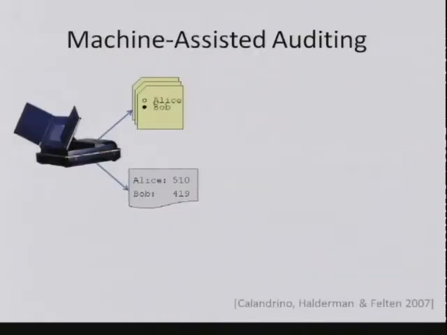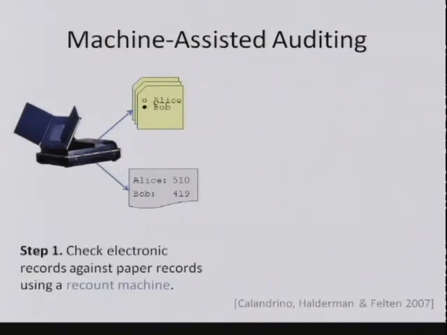All right. So now I want to tell you how to solve this problem. And this is a result that Joe Calandrino, Alex Halderman, and I published this year. A method called machine-assisted auditing. And the idea is this. The first step is we're going to check the electronic records against the paper records by using a recount machine. We're going to use a machine to do the recount. And of course, we don't trust that machine. So the second step is going to be that we're going to audit the machine by doing a random manual recount of what the machine did.